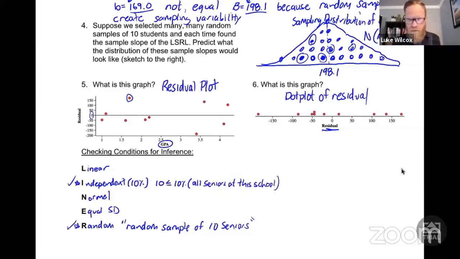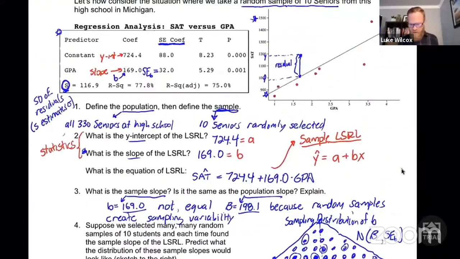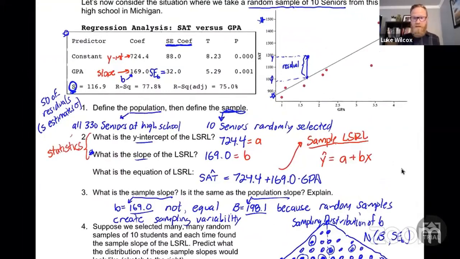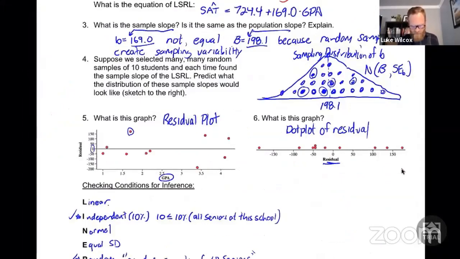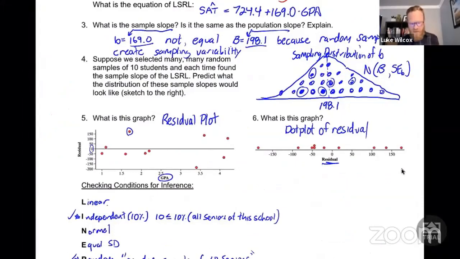Now, to the 3 new conditions here. The first of which is that there is a linear relationship between x and y. And, well, we know that because we can look at the scatter plot and see that the scatter plot seems to be fairly linear there. So our justification for why this condition is met is to say that the scatter plot is fairly linear.